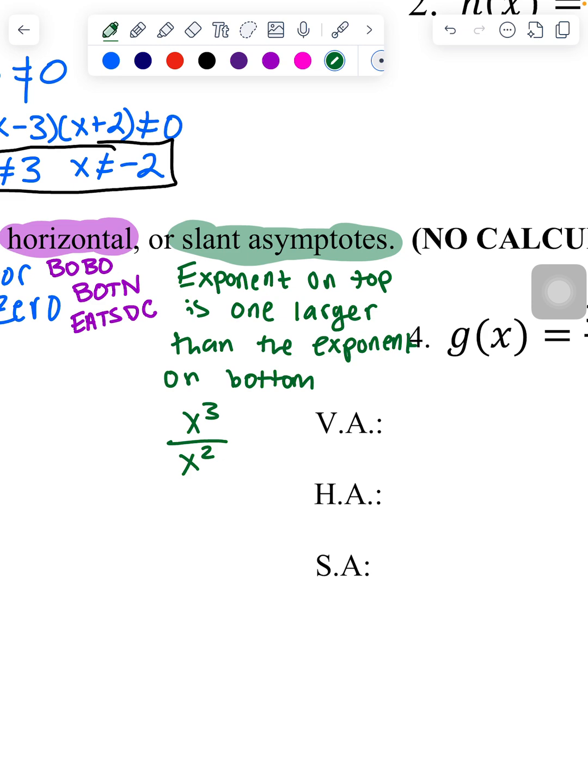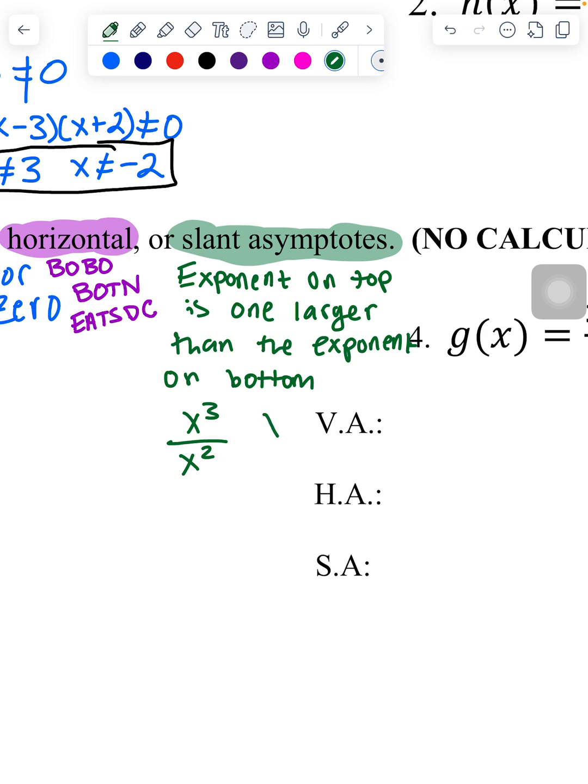And we would end up using some sort of division, or we would divide the coefficients, and that would be whatever the slope of that line is. It would end up being a linear line of some sort. So again, very rare case, doesn't happen very often, but it does occur when our exponent on top is only 1 larger than the bottom.